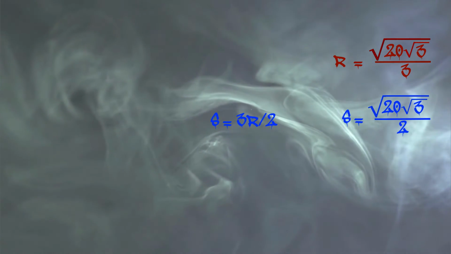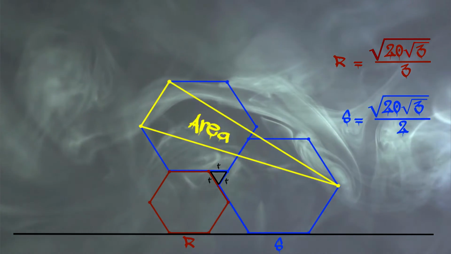After doing so, we're in pretty good shape. Remember, our goal is to find the area of this triangle. The area of a triangle is half the base times the height.